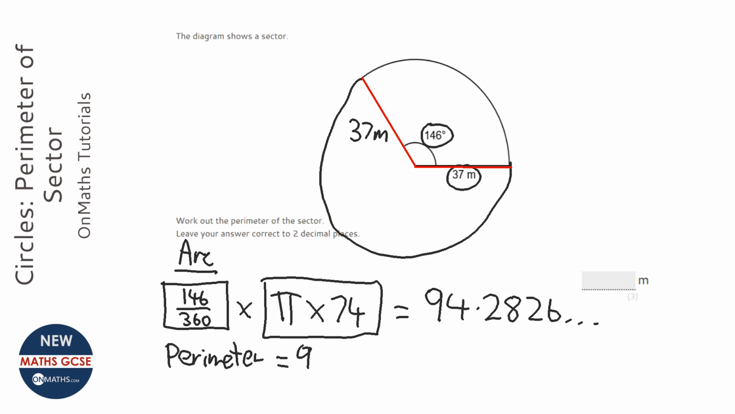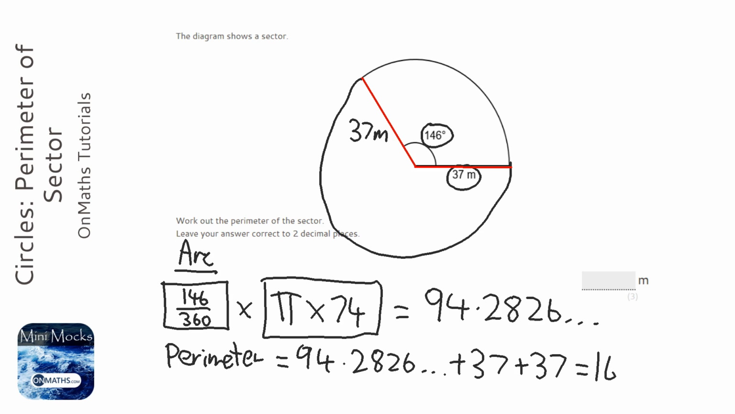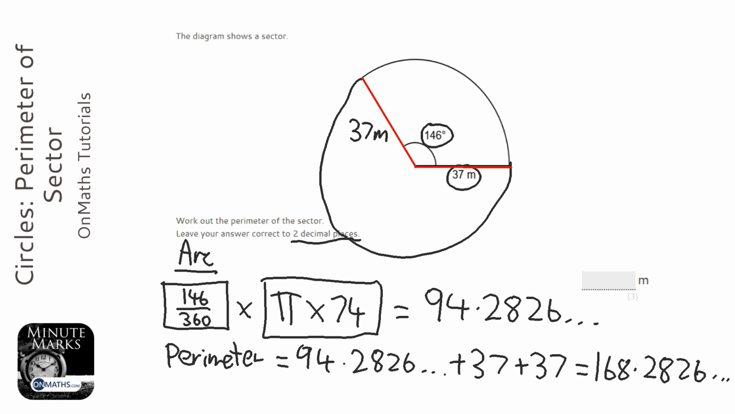I'm just going to get that 94.2826 blah blah blah, and I'm going to keep it in my calculator. And I'm going to add 37 and add another lot of 37. So add 37, add 37, and that gives me 168.2826 blah blah blah. To two decimal places, so line goes down here and we've got 168.28.